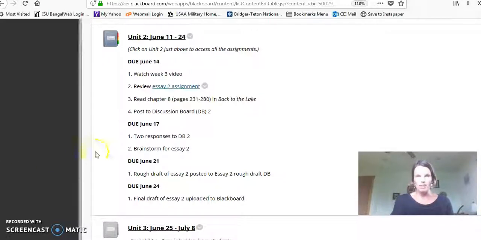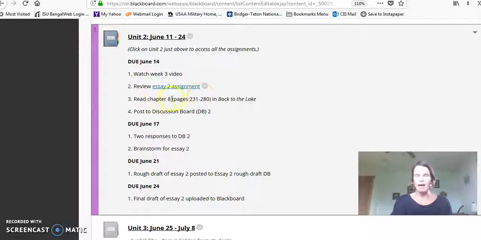And so I've posted the Essay 2 assignment here, as well as a chapter that you'll read in our textbook, Back to the Lake, that gives information about an example essay, as well as some examples of example essays. A few things to think about with an example essay is that it shows a very thin slice of a much bigger picture. We use examples all the time to create a representation or an illustration of a concept or idea that we want to show people.